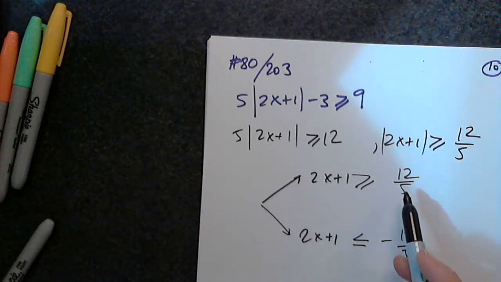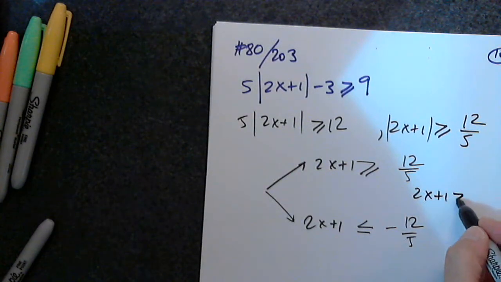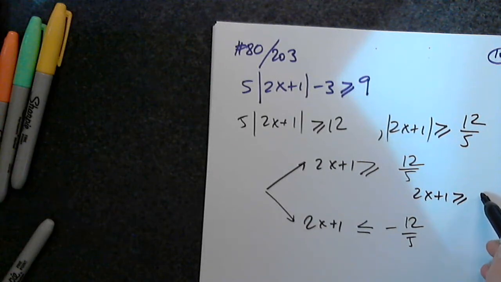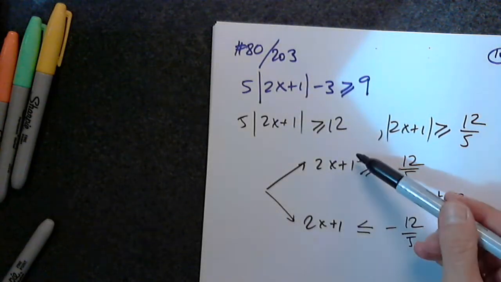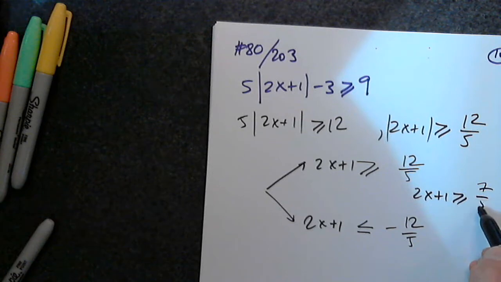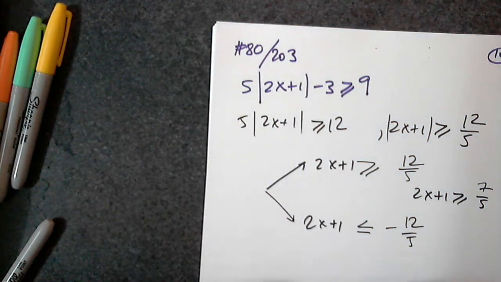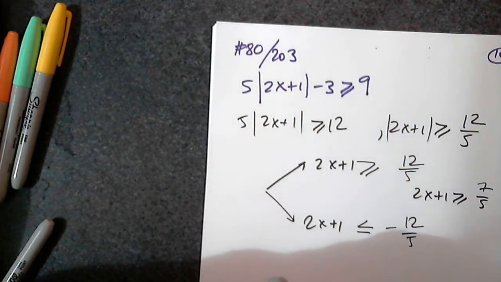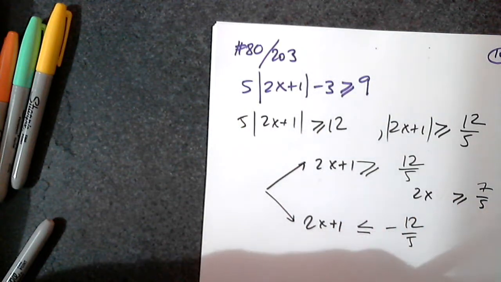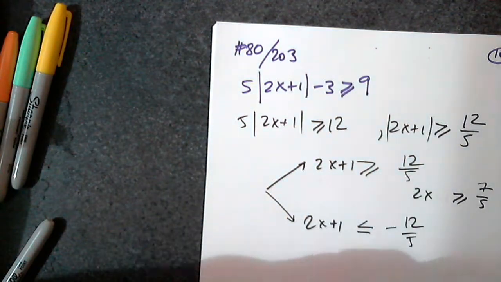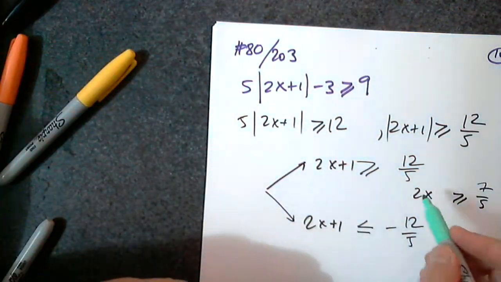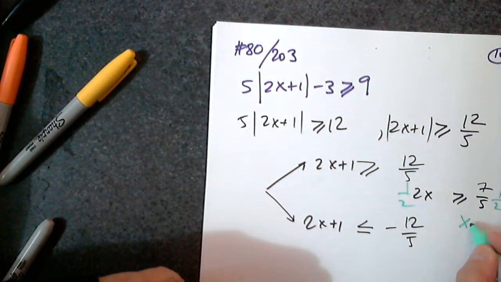So we move 1. We get 2x plus 1 greater than or equal to 12/5, minus 5/5 is 7/5. Oh, I should not have written the 1 again. I just subtracted it, didn't I? And then divide both sides by 2 or multiply both sides by 1/2. Yes. When you multiply both sides by 1/2, that's the easiest thing to do. You get x greater than or equal to 7/10.